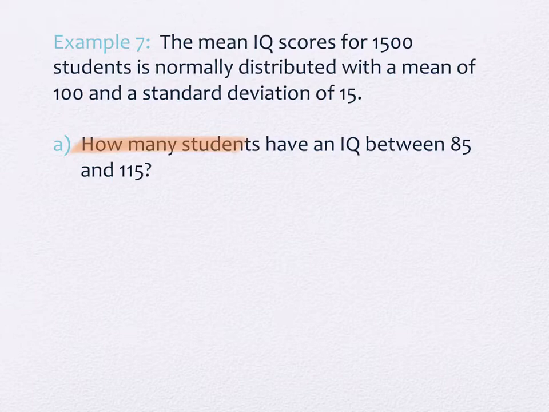This one's talking about IQ scores. The mean IQ scores for 1,500 students are normally distributed with a mean of 100 and a standard deviation of 15. How many students have an IQ between 85 and 115? So what's the first thing I'm going to have to do in this problem?